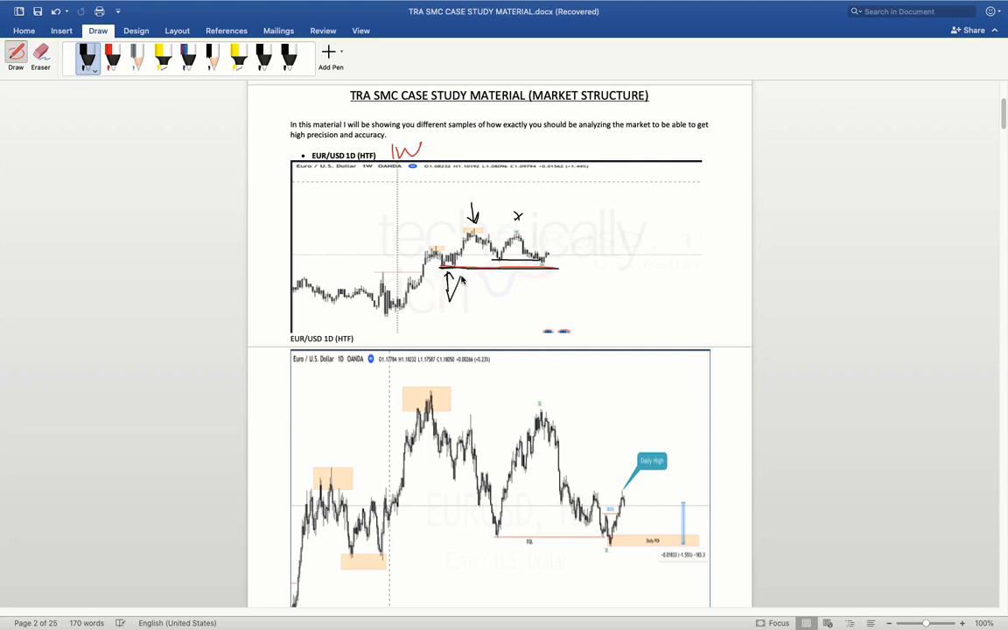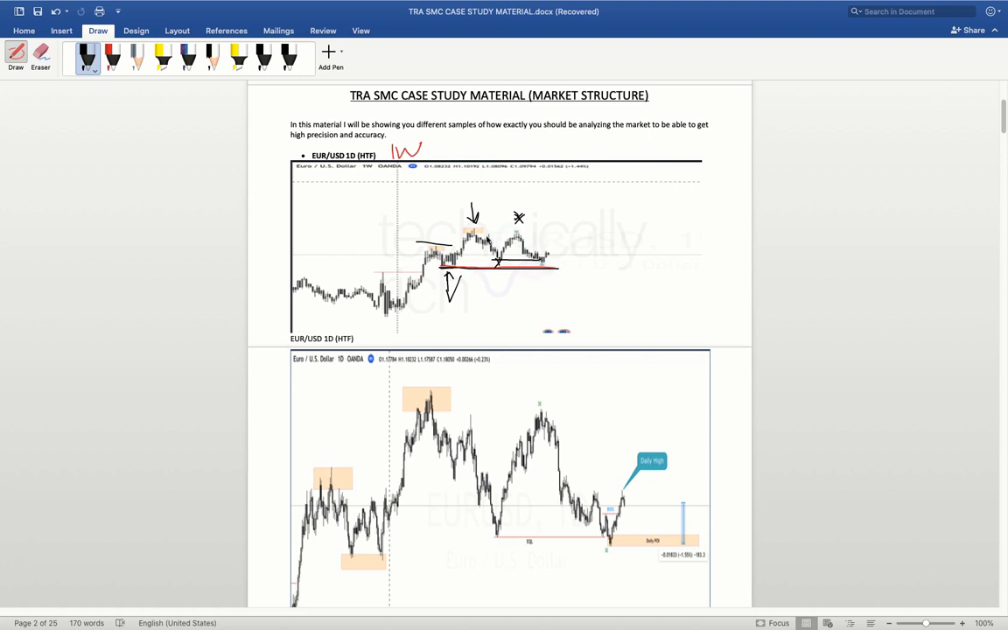Why is it valid? Because it took out this previous high. This higher low here created this higher high. Now we have this higher low here which failed to create a higher high, so this one is not a valid higher low on the 1 week time frame, because it did not create a high. So now price is beginning to show a sign that it wants to break structure.